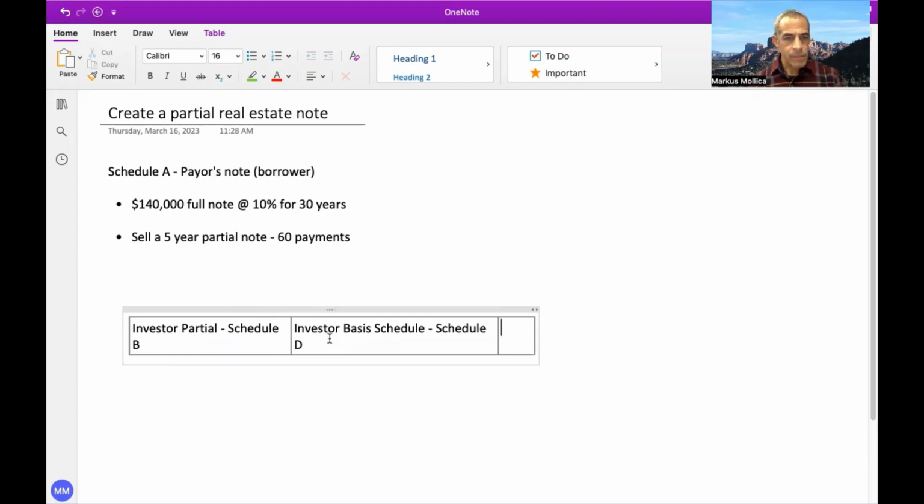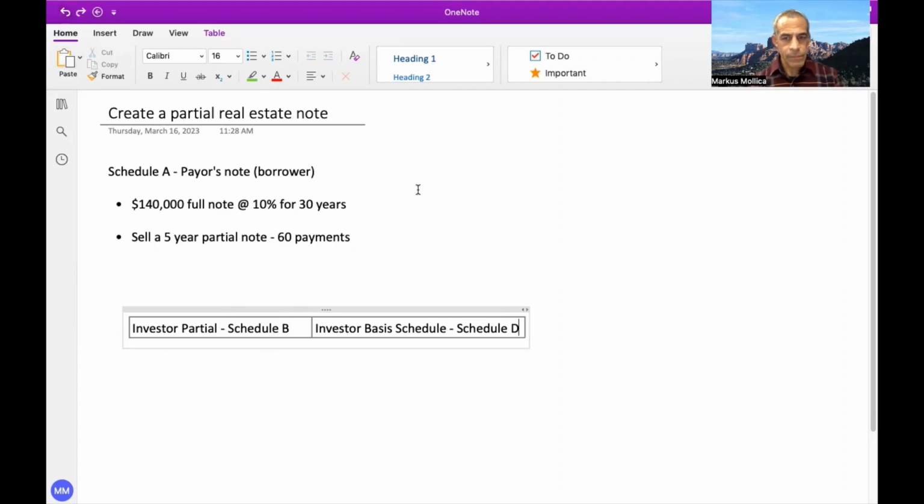All right, so the partial Schedule B is at the note rate, in this case 10%. I'll show you a couple of scenarios here, but let's just say the basis schedule is at the yield of the investment.